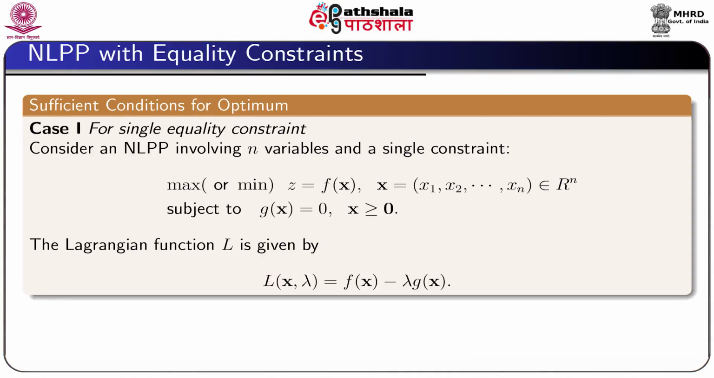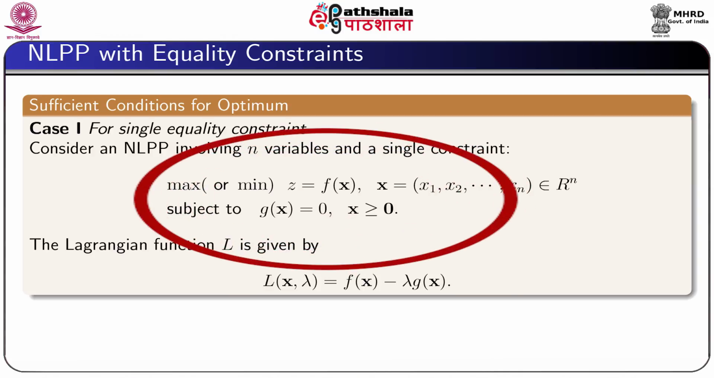Another method may be the dynamic programming method by using Bellman's principle. Let us proceed to find the sufficient conditions for optimum. Case 1. In this case, we consider a single equality constraint. Consider the NLPP in which n variables and a single constraint are involved.